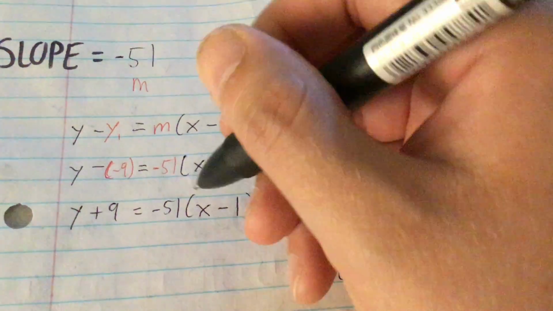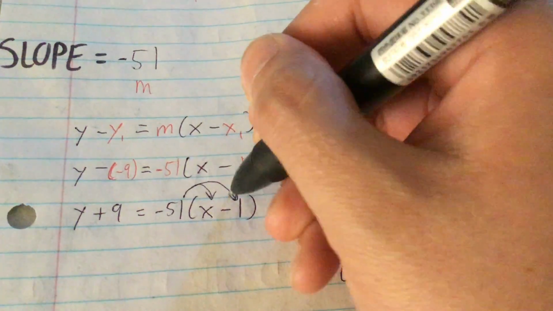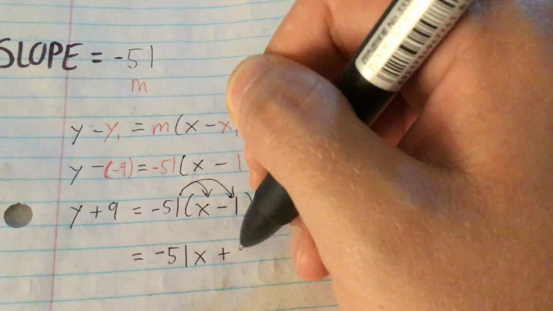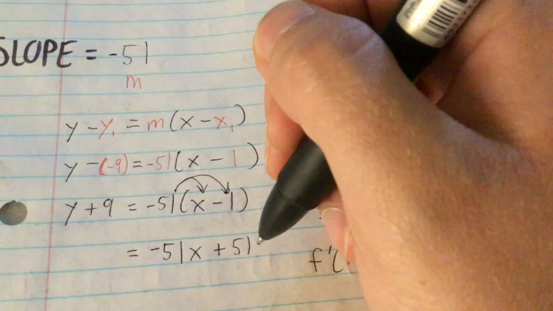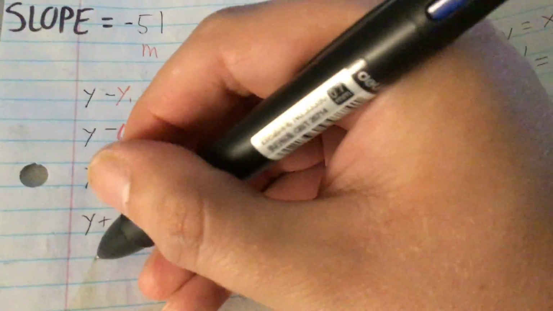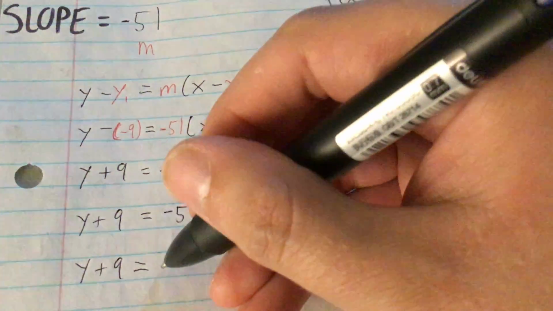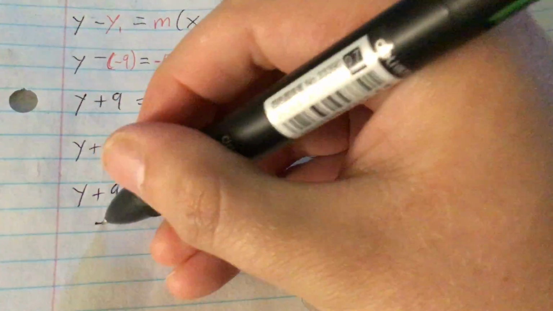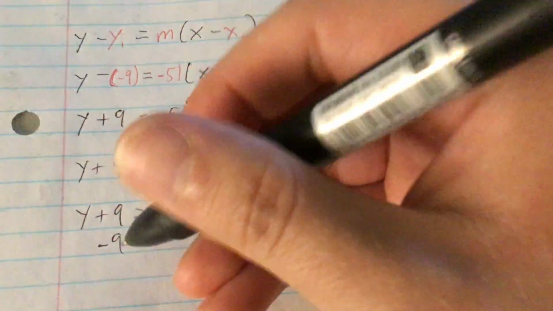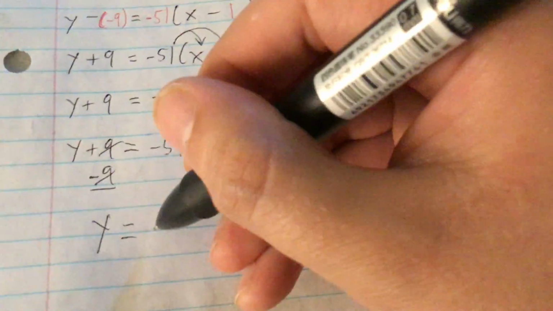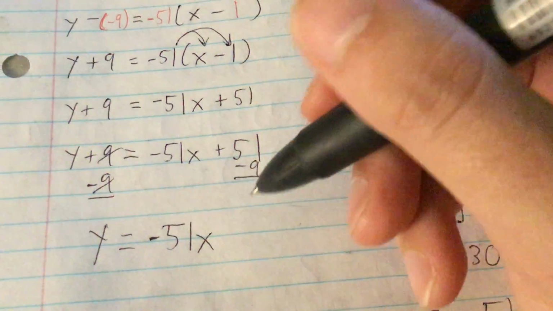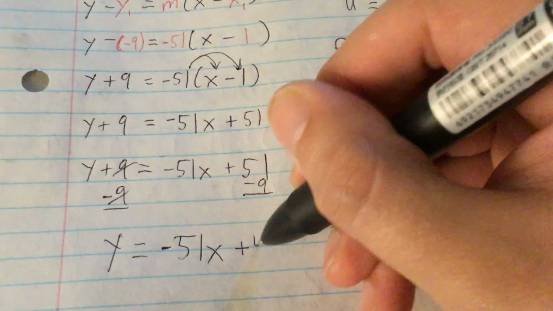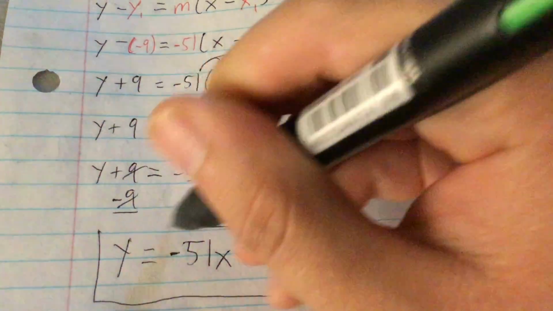We're good. So now I'm going to distribute the negative 51. So I've got negative 51x plus 51. Negative 51 times negative 1 is positive 51. And now I've got y plus 9. So now I want to get y isolated by subtracting 9 from both sides. Well, y equals negative 51x, and 51 minus 9 would be plus 42. So that is the equation of my tangent line.